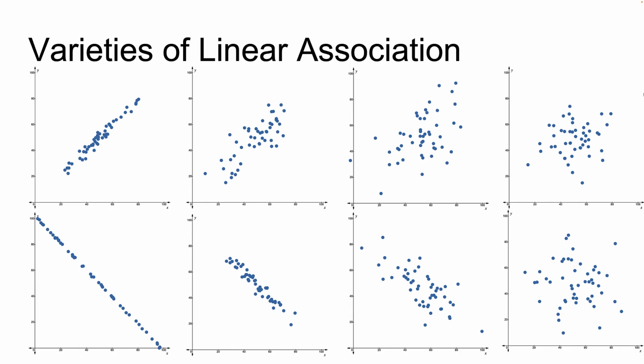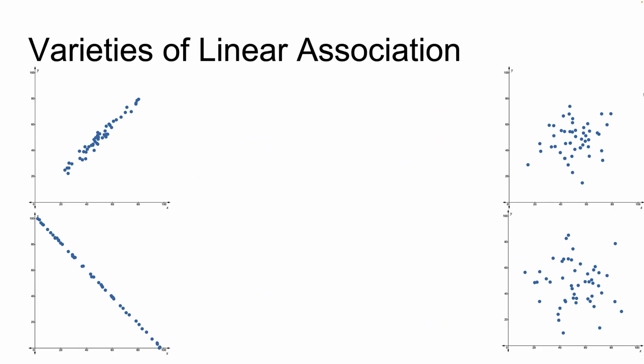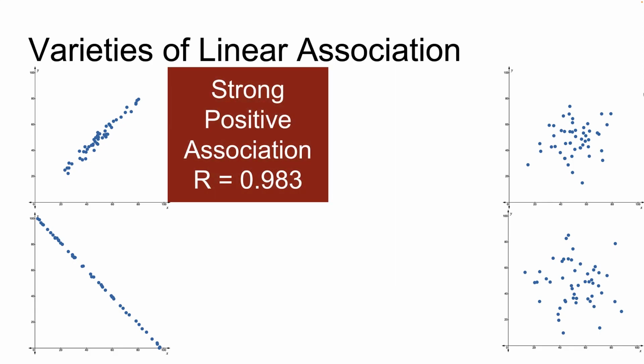Let's analyze it a bit further. Let's just take a look at the 4 graphs on the outside. On the upper left-hand side, that graph has a strong positive association. And if you calculate the value of R, you'll see it's 0.983. Positive association means that R is going to be greater than 0. Strong association means that that value is very close to +1.